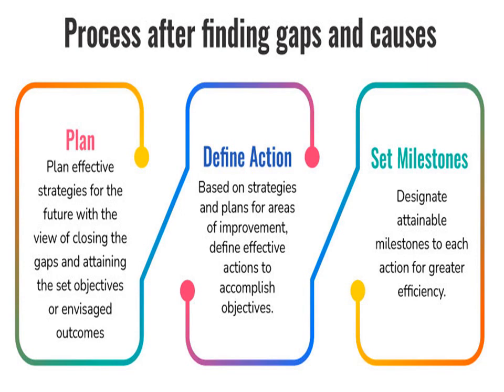At the end, after finding all the gaps and the causes, we can do three things: planning, defining actions, and setting milestones. In planning, plan an effective strategy for the future with a view to closing gaps and attaining the set objectives or desired outcome. Then define actions based on the strategies and plans for areas of improvement. Define effective actions to accomplish the objectives. And the last one is to set milestones. Designate attainable milestones for each action for greater efficiency.